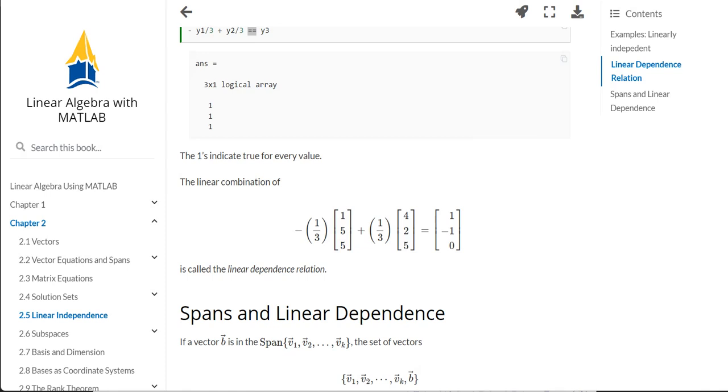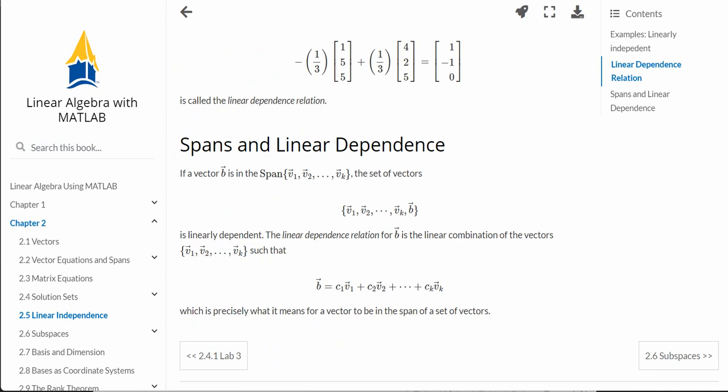Let's get rid of the ink and just do this last thing, spans and linear dependence. This is mostly just a definition. We say that a vector B is in the span of a set of vectors if there's a linear combination of the vectors that equals B. Interesting. So if B is a linear combination of the set of vectors, then it's in the span. If we can't find a solution, a linear combination, so that the vector B is equal to that linear combination, it means it's not in the span of the set.